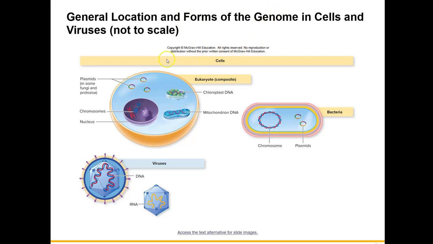So this just looks at the general location. With a eukaryote, the chromosomes or the DNA stay inside of the nucleus. They never leave. RNA can leave the nucleus. DNA can be in chloroplast and mitochondrion. And some fungi and protozoa have plasmids, whereas bacteria do not have a nucleus. They have a nucleoid, and they have a circular chromosome, and then they might have plasmids. Viruses, we talked about this in the virus chapter, where we've got DNA and RNA viruses, and there's lots of different types there.